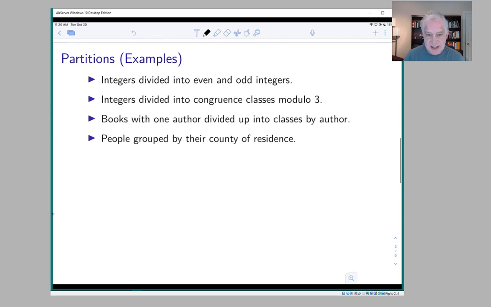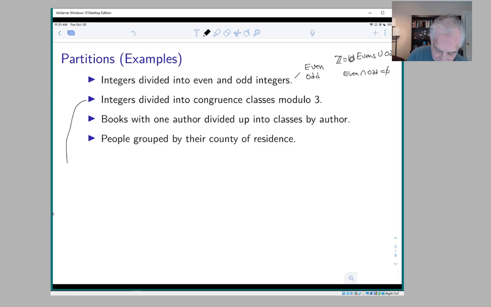So we've seen some examples of these. We've over and over again used the fact that integers can be partitioned into even and odd integers. So the two sets here, the even and odd, the fact is that every integer is either even or odd. So it's the evens union the odds. But no integer is both even and odd. So the even intersect odd is the empty set. And that makes it a partition.